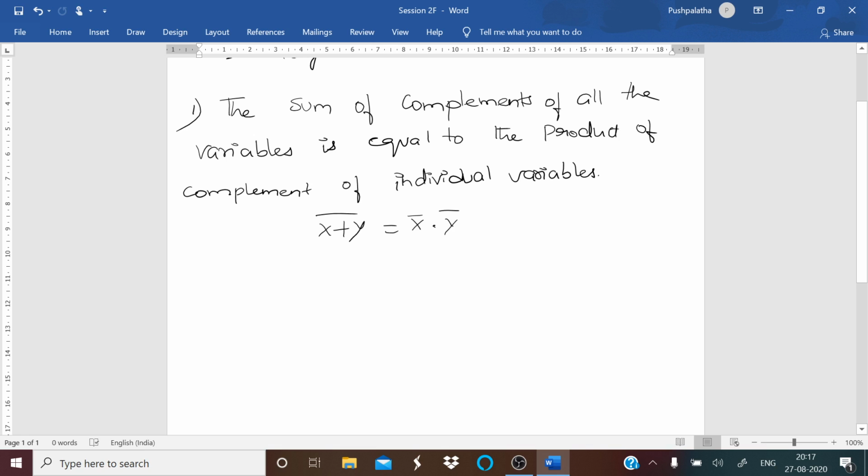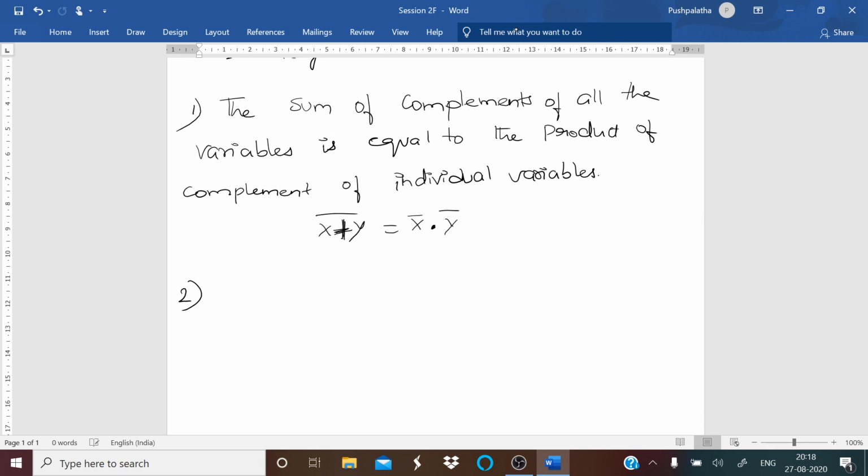In other words, this is the sum, the sum of two variables. It can be more than two also, here we are having two. The two variables x and y inverted is the same as inverting each variable individually and ANDing them. This is your AND, this is your OR. So this is your sum, this is your product.